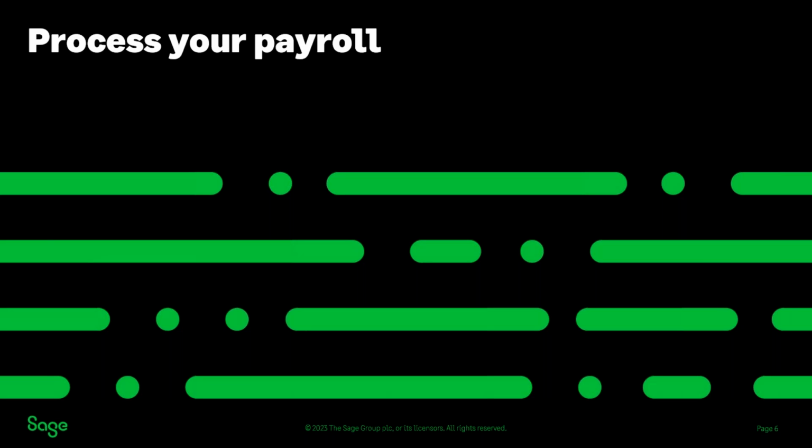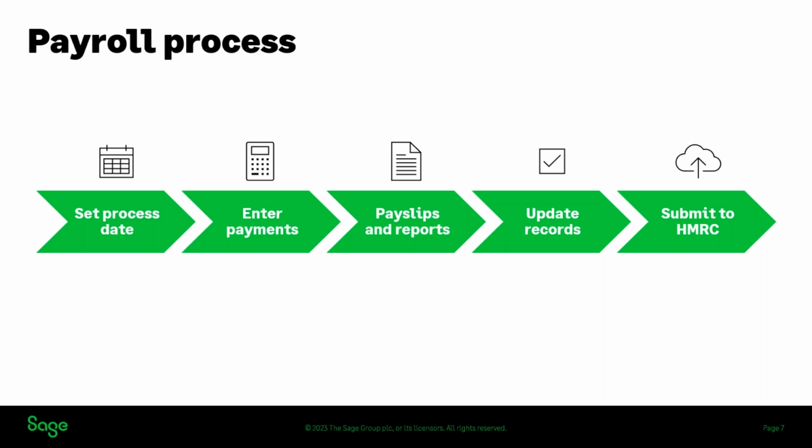So on to the next part of the webinar, and this is where we're going to get the payroll done. We're going to process a typical pay run, and I'm going to focus on 5 key tasks. So first thing we're going to do is set our process date, which will determine the tax period and the pay date reported in our submissions. We can then move on and enter the payment details for the current period.